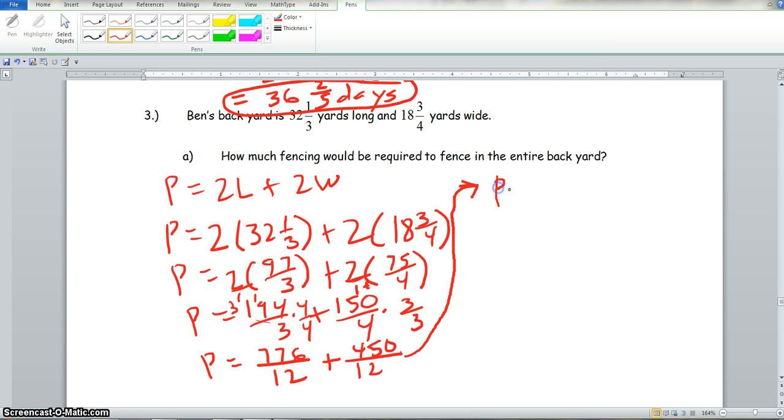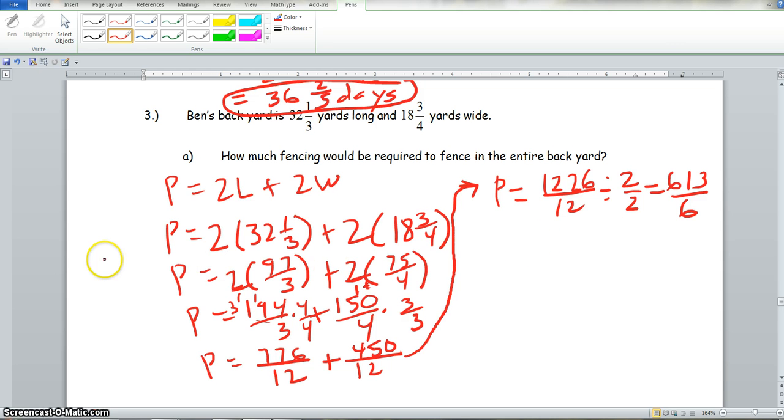So now we have our perimeter is equal to, our denominator would be 12. Our numerator, we would add this together. This would be 6. Let's see, that's 12. We carry our 1. That's 1,226 divided by 12. Now, if you notice here, we could divide the numerator and denominator by 2. So this will give us 613 all over 6. Now, we cannot simplify this any further, but we can change this to a mixed number.